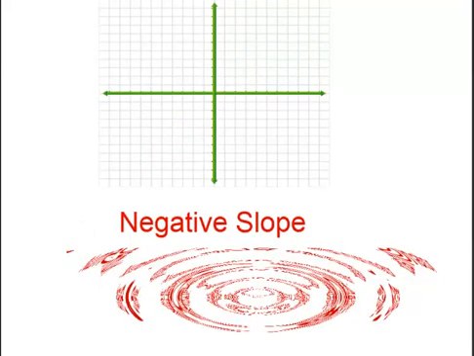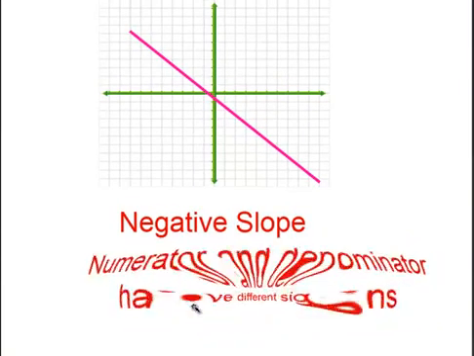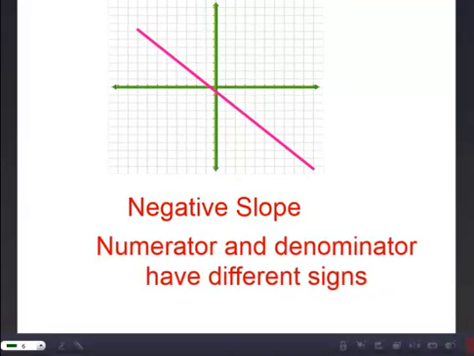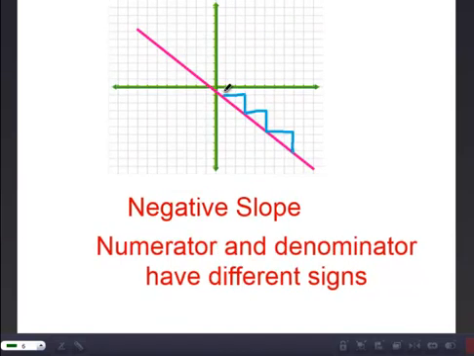Negative slope would be the exact opposite of that, just like negative correlation. Negative slope is going to look something like this. In negative slope, it's the opposite of positive, where the two signs are different. So if you were looking at this line, you go right, which is positive, but then down, which is negative. Or you go up, which is positive, left, which is negative. So the two signs are different from each other. So in positive slope, they are the same, positive or negative, and here they're opposite, positive and negative.